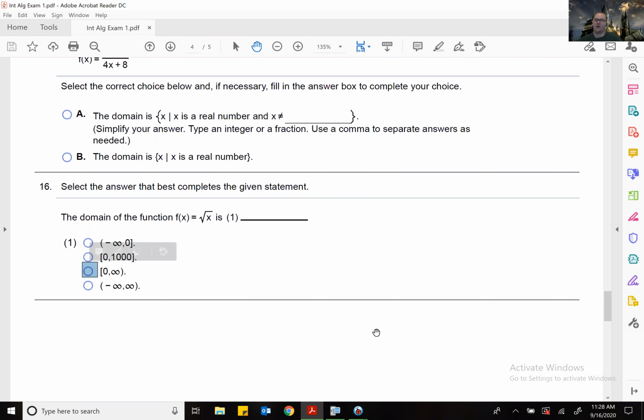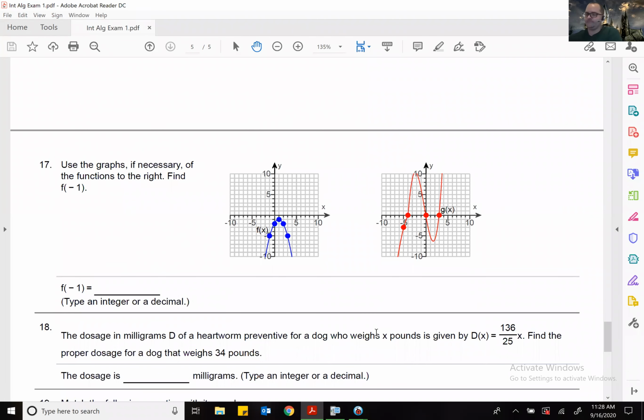Any questions on number 16? Okay. Number 17. This one is a little bit hard for me to reproduce on my piece of paper, so we're going to have to look at this one right there.